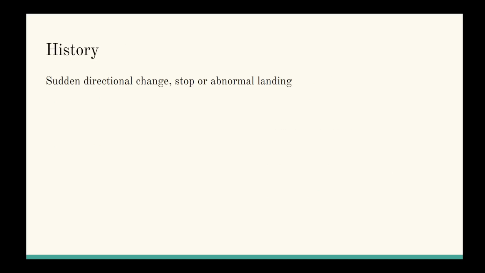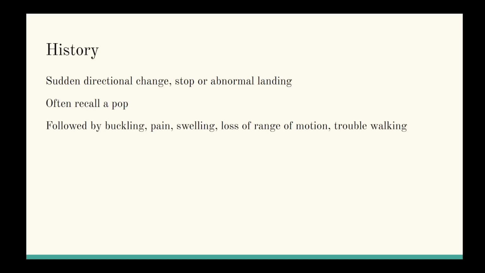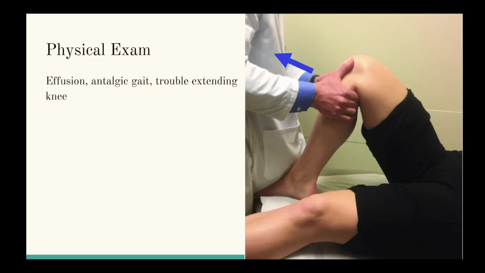So patients are going to describe a sudden directional change, stop, or abnormal landing. Almost universally, they describe some type of pop, followed by buckling, pain, and swelling, loss of range of motion, trouble walking, and instability. On physical exam, they're going to have an obvious effusion, right? They're bleeding into their joint. The only time they wouldn't is if this was an old or subacute injury. Sometimes the body has reabsorbed most of that hemarthrosis.